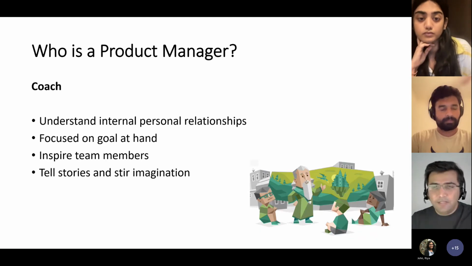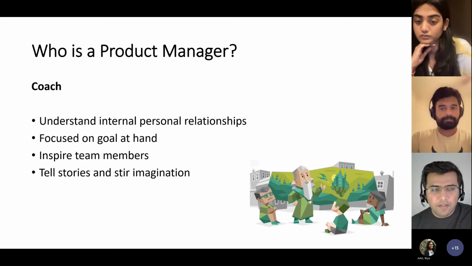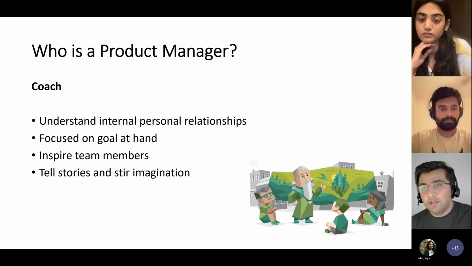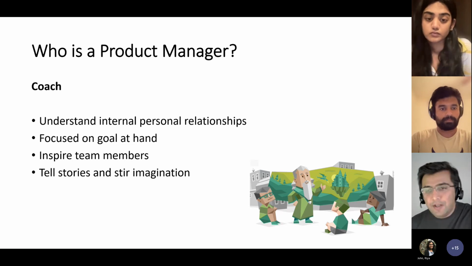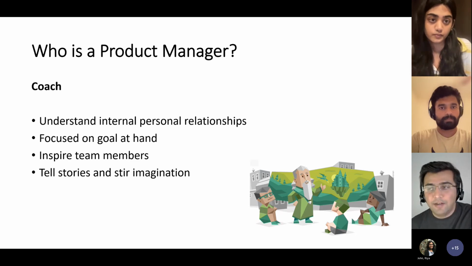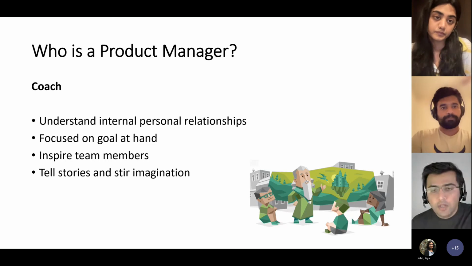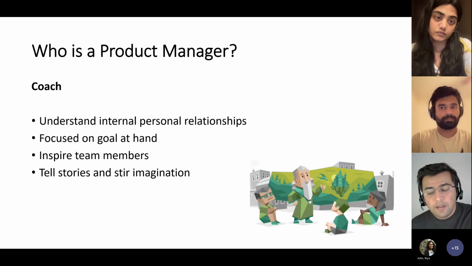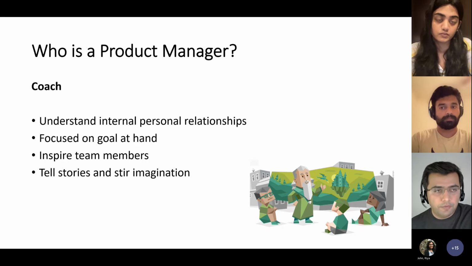The second kind of role you'd play is the role of a coach, right? You'd really have to learn about the engineering team that you are working with. What are their strengths? What are their weaknesses? Which team members work well with each other? While making sure that you are aware of the goal at hand, right? Sometimes you'll be inspiring your team members. Sometimes you'll be taking them out for a happy hour after a successful launch. But at the very core of it, wearing this hat, your job is to really inspire your team members to build towards whatever vision you come up with for your product, right?